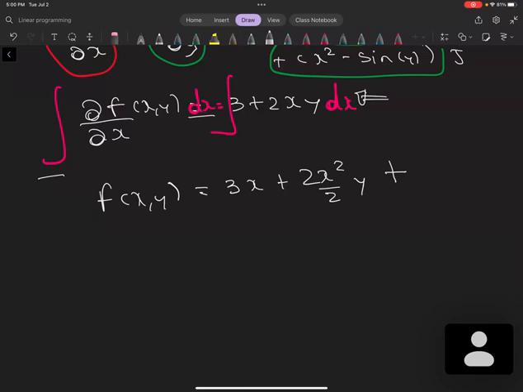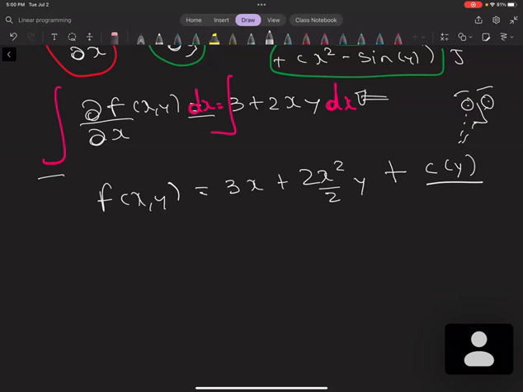plus a constant, but the constant depends on y. Okay, that's an important detail here. That c of y is the whole trick, because you're integrating with respect to x, so the constant is not a constant, it depends on y. So that's your candidate for your function. However, that's not enough because you need to deduce c of y.